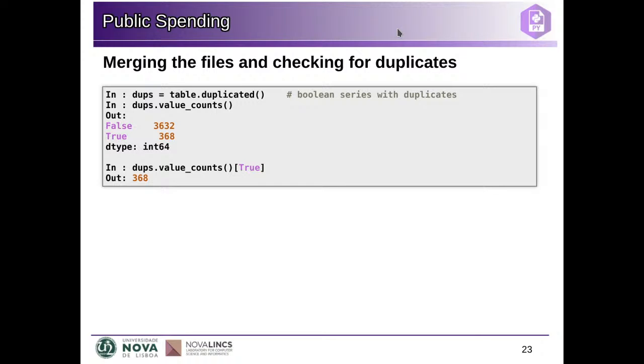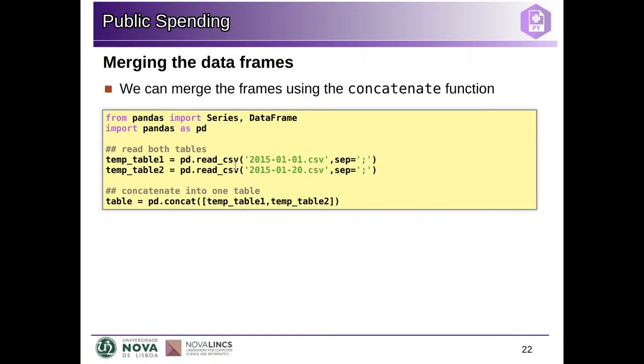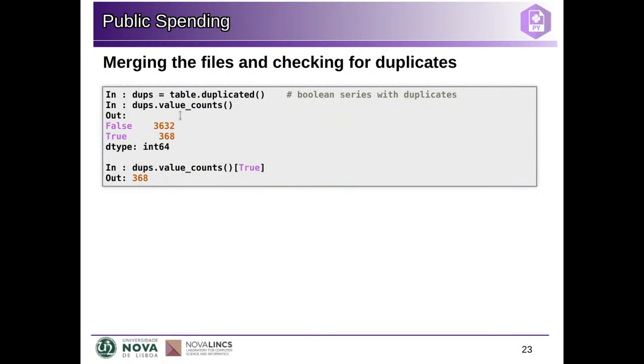Okay, so now one thing that we need to check is, because there is some overlap here, this first file ends later than 20 of January, we have some duplicate records when we combine the two tables together. So we can check this easily by getting here the list of duplicates. So what this gives is a series that marks with true all the rows that are equal to at least one row before that. So everything that is a duplication of an entry that came before is marked as true.